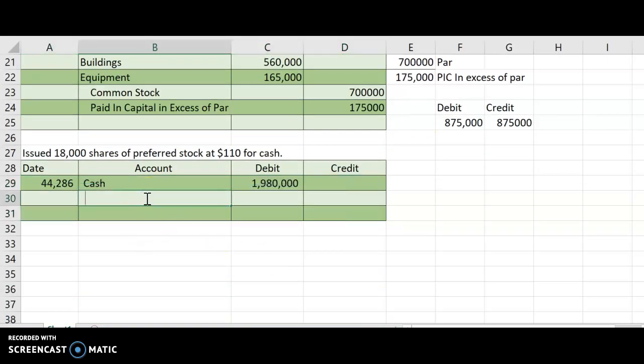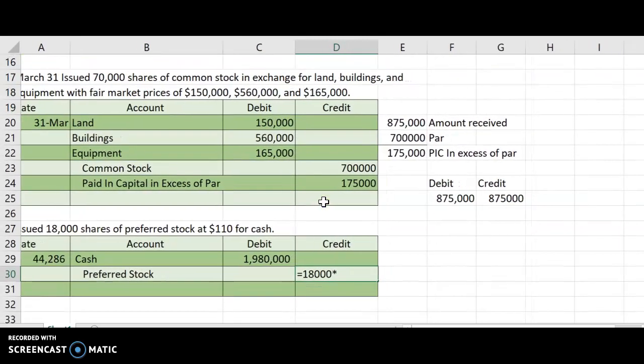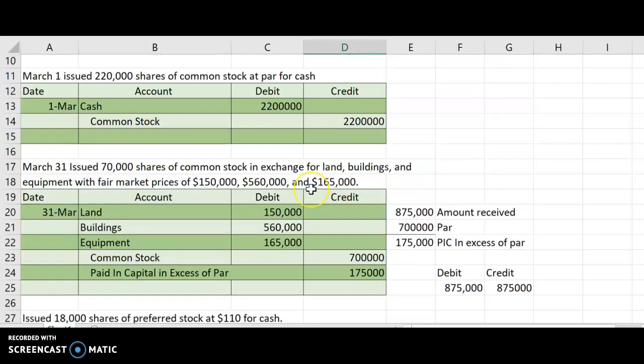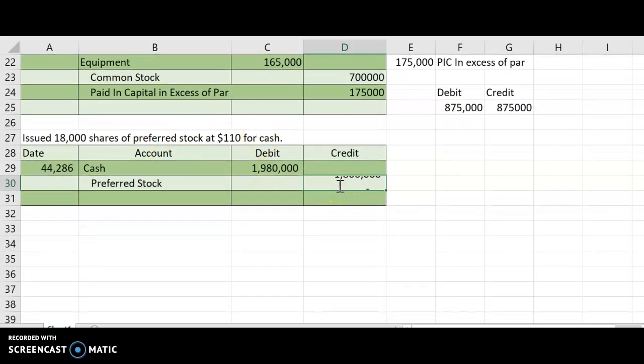So we had 18,000 shares, and the par value is, let's go up here. It says 2% $100 par, so we're going to do par of 100, and there is our preferred stock. Now we can see that we got more cash than what the par value is. And so that amount goes into paid in capital in excess of par, and it's just the amount of cash over the par value.